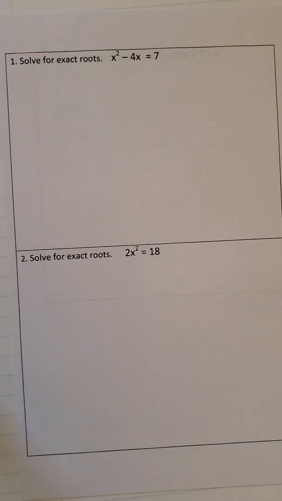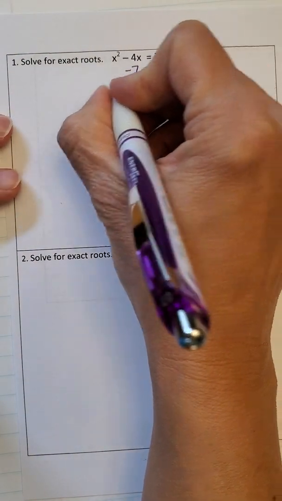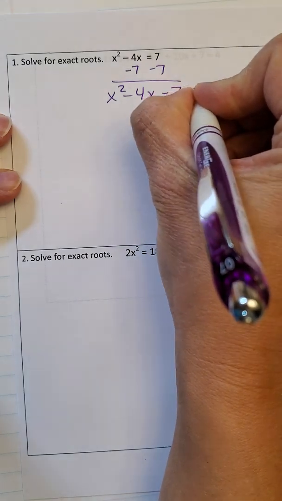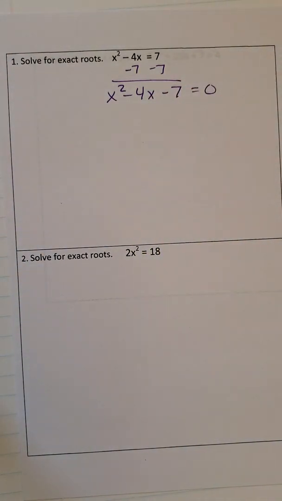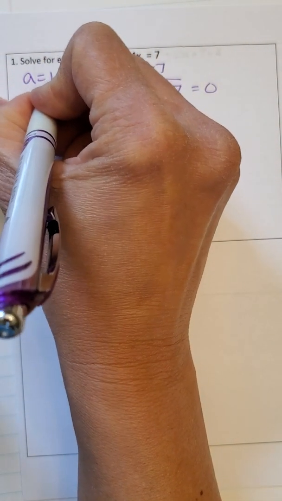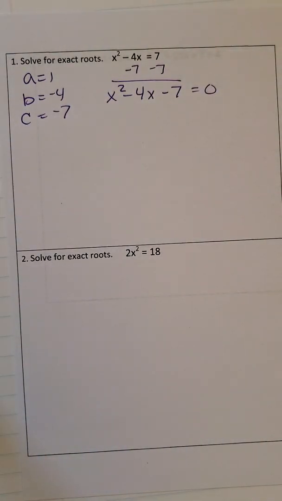Okay, is it in standard form? Hopefully you said no, it's not standard form. C needs to be moved over. So if we subtract 7. If you forgot to do that, you would have thought C was positive 7. In actuality, now that it's in standard form, our C is negative 7. So A equals 1, B equals negative 4, C equals negative 7. Now we're ready to sing our song.